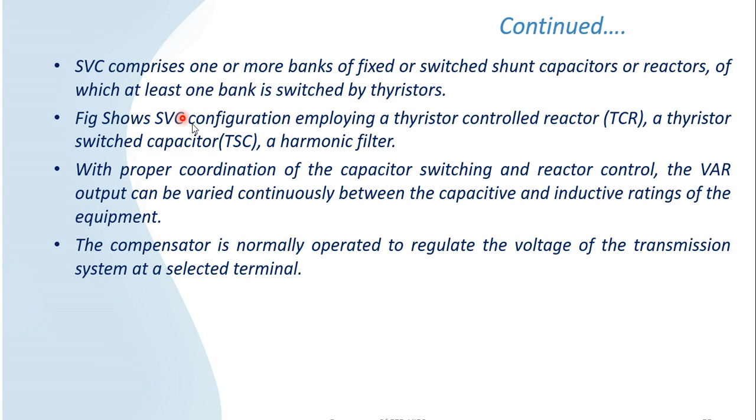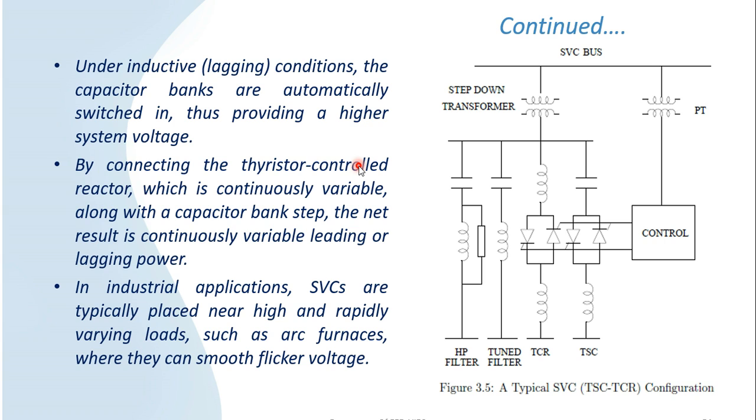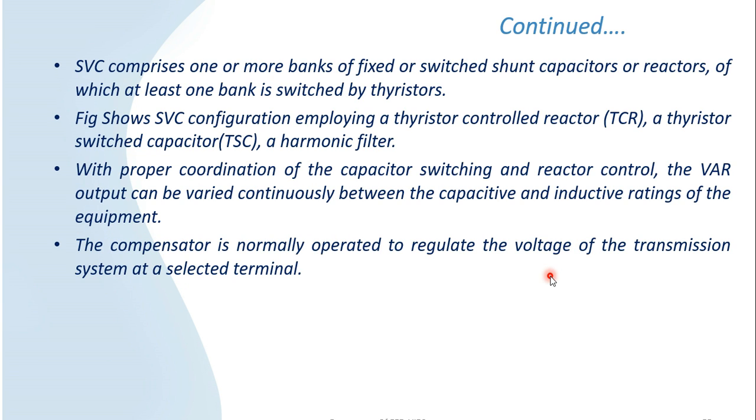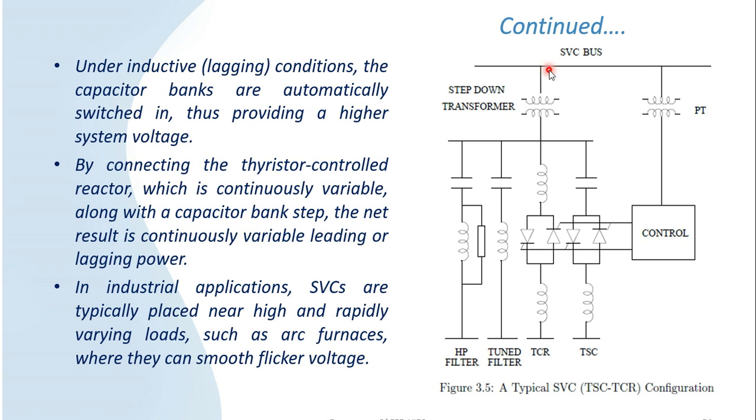An SVC configuration employing a thyristor controlled reactor, thyristor switched capacitor and a harmonic filter is shown here. With proper coordination of capacitor switching and reactor control, the VAR output can be varied within the capacitive and inductive ratings of the equipment. Depending on the requirement of the load, this reactance and capacitance value can be varied by adjusting the control signals to the power electronic converters, or this back-to-back converter, back-to-back thyristors.